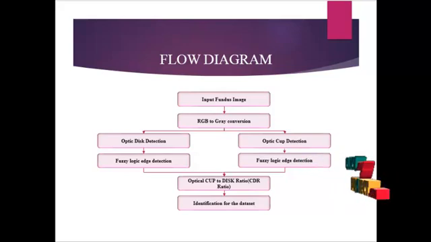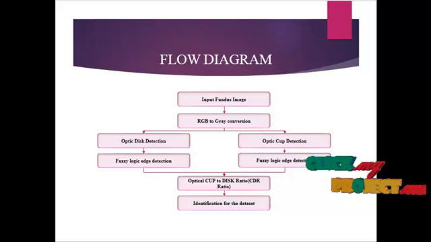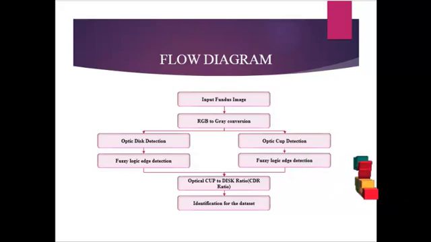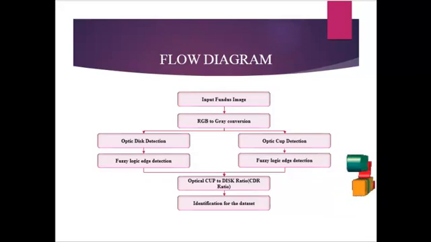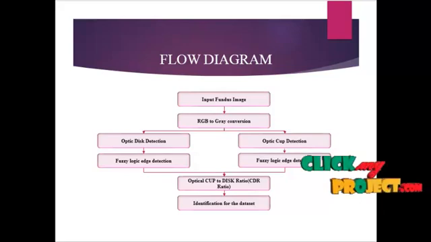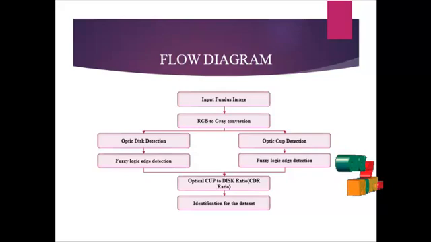Then the identification of the image in the dataset is the next step. If the cup to disk ratio is less than 0.3, then it is a normal fundus image. If it is greater than this condition, then it is given as a glaucoma affected image.